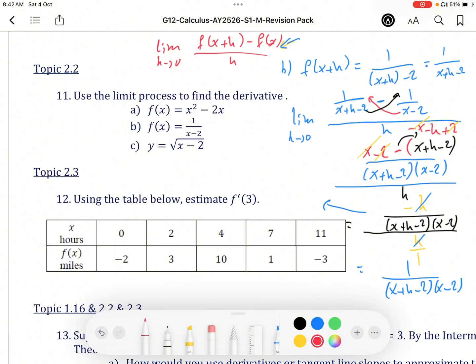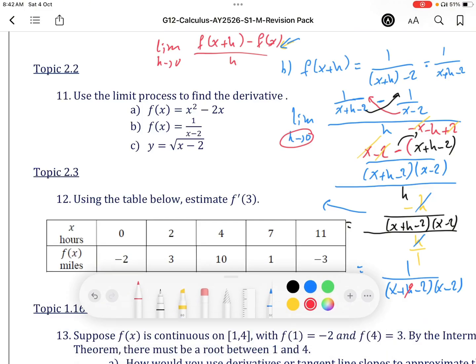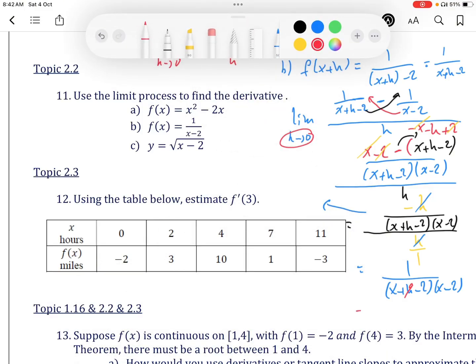So replace now h by 0. This is gonna go. So it will be 1 over x minus 2, x minus 2, which is negative 1 over x minus 2 all squared.